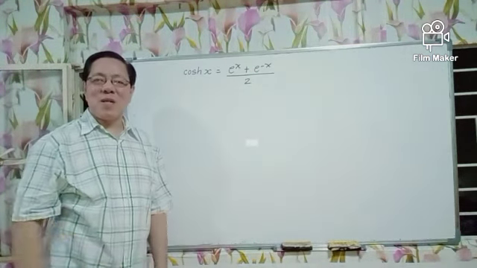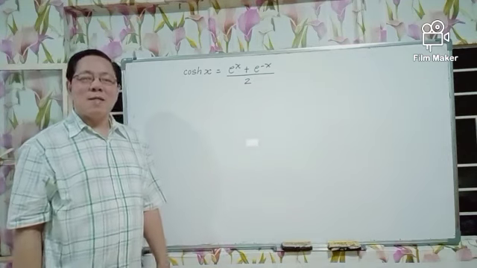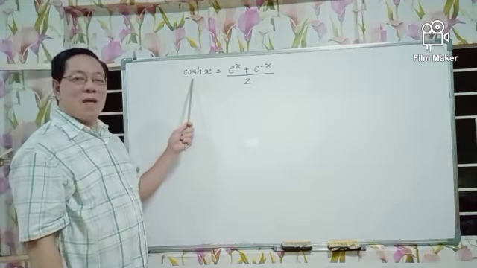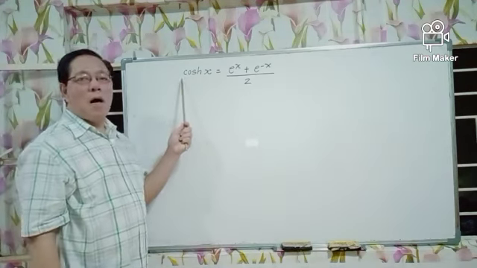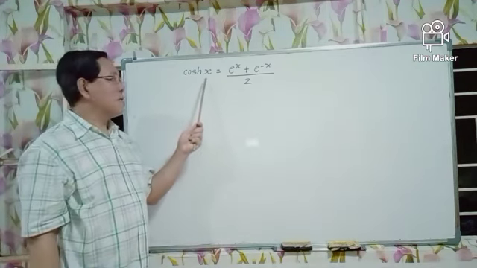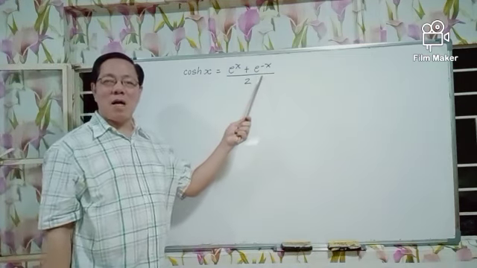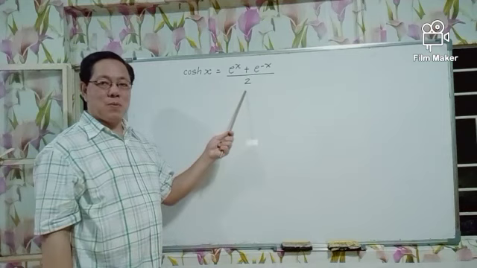In terms of the exponential function e to the x, the hyperbolic cosine, denoted by cosh of x, hyperbolic cosine of x, is defined as e to the x plus e to the minus x all over 2.